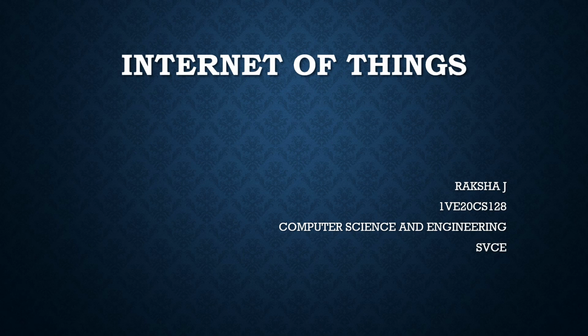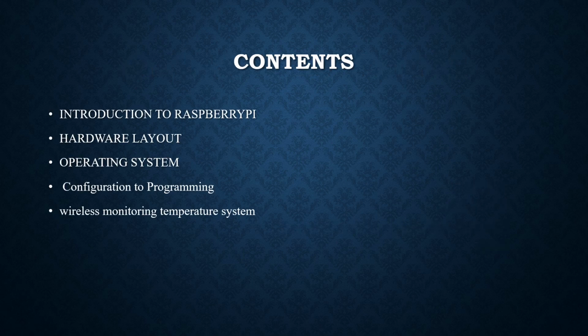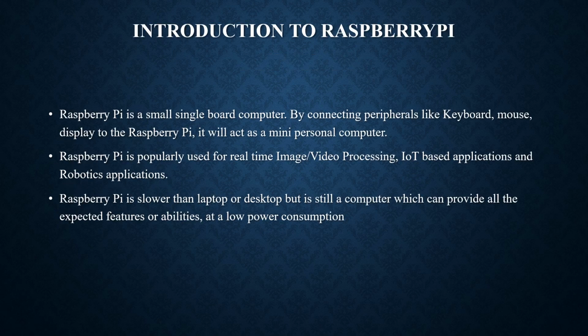The subject which we are going to discuss today is the Internet of Things, that is IoT. The topic which we will see today is Raspberry Pi, the hardware layout, operating system, configuration to the programming, wireless monitoring, temperature system. Firstly, we will know what is Raspberry Pi.